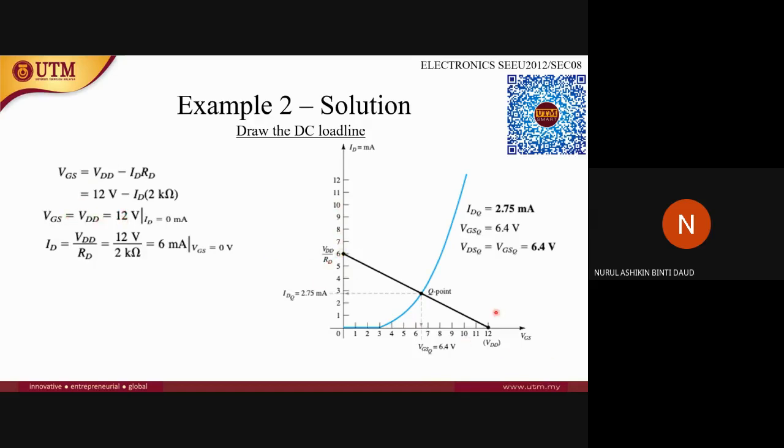Another intercept that you need to find is the X intercept. This is when ID equals 0. When ID equals 0, VGS equals VDD.